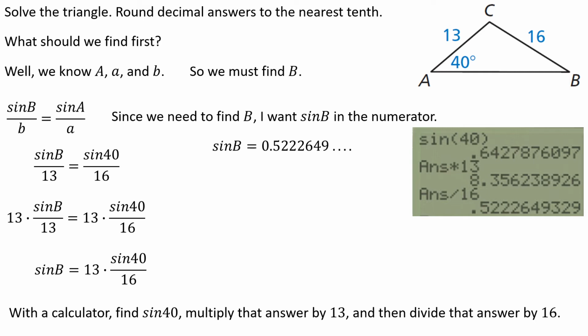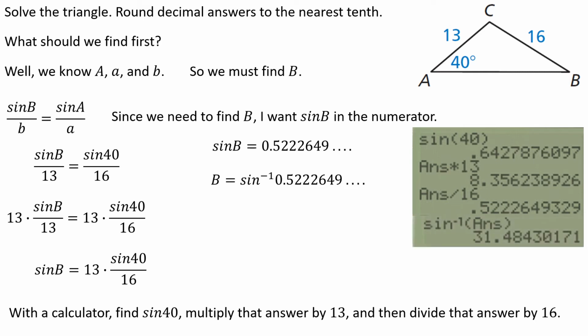Oh, I want angle B, not sine of B. So if I actually want angle B, I'll have to do the inverse sine of that decimal and say it's about 31 degrees. The directions did tell me where to round off. They said round off to the nearest tenth. Okay, so there it is, 31.5. I can add that to my diagram. Woo! What should we find next?